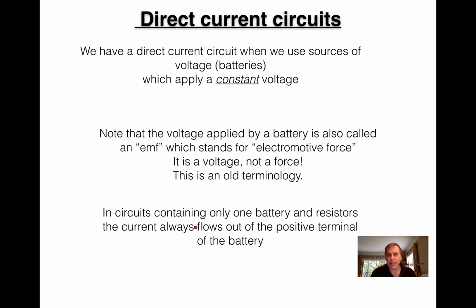So in more complicated circuits, when you have several batteries, for example, it might happen that in some of the batteries the current actually flows into the positive terminal. That happens. But if you have only one battery, then it's clear-cut: the current always flows out of the positive terminal. If you have several batteries, it's not always true. So we'll see how to figure out the correct directions.